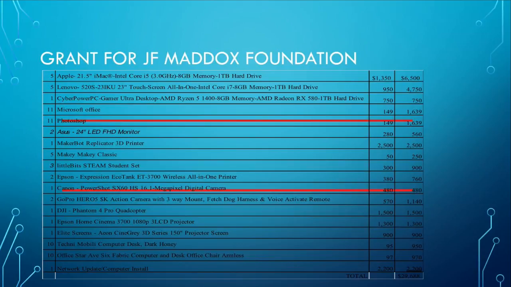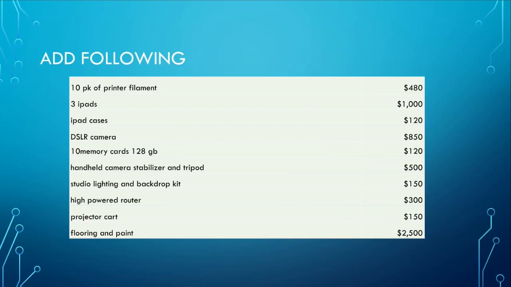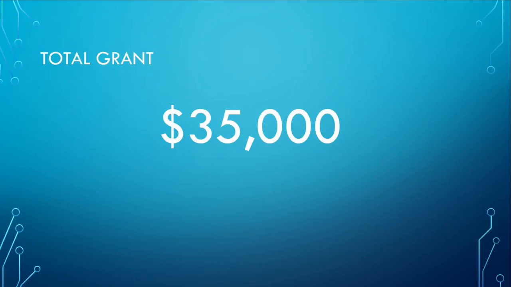They came back and added a couple more things. They added the filament for the 3D printer, some iPads, cases, a different kind of camera, memory cards, stabilizer and tripod, studio lighting, router, projector card, and they would also like for us to upgrade the room in which the computers would go. So the total grant they are allowing is $35,000.